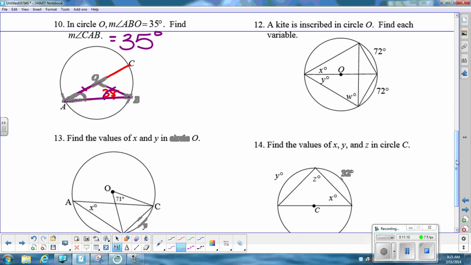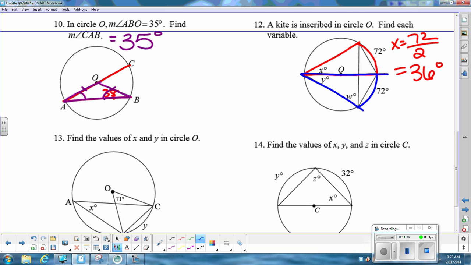All right, number 12. Another quadrilateral inscribed in our circle. Let's look at what we need. For angle X, there's our angle. It's an inscribed angle. Its intercepted arc is the 72 degrees. So X is 72 divided by 2, so X is 36 degrees. Angle Y, this angle right here, it's an inscribed angle whose intercepted arc is that one. So angle Y is also going to be 36 degrees.